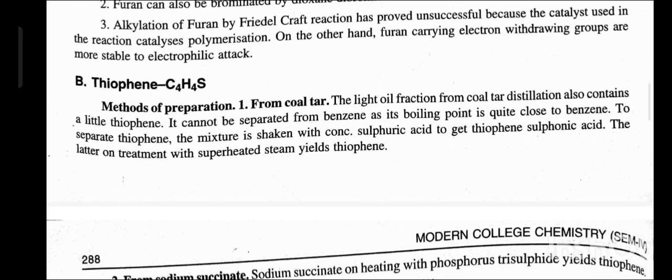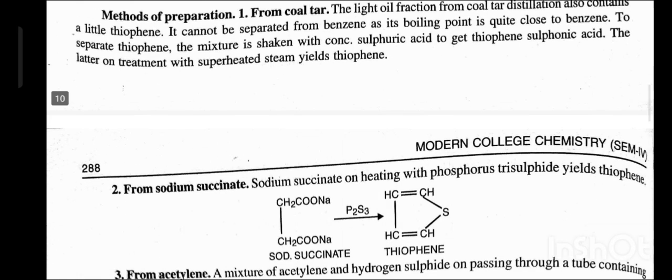Thiophene, C4H4S. Methods of preparation. First, from coal tar. The light oil fraction from coal tar distillation also contains liquid thiophene. Thiophene cannot be separated from benzene as its boiling point is quite close to benzene. To separate thiophene, the mixture is shaken with concentrated sulfuric acid to get thiophene sulfonic acid. The latter, on treatment with superheated steam, yields thiophene.